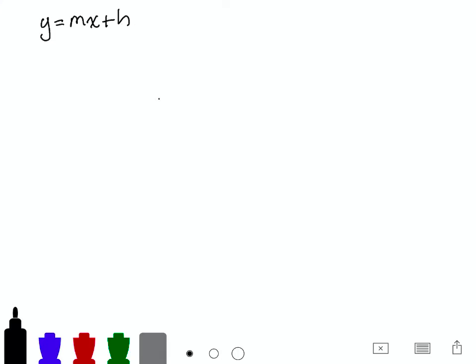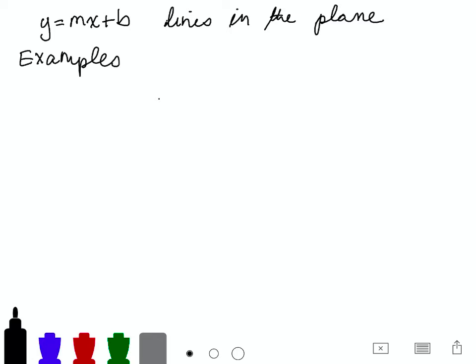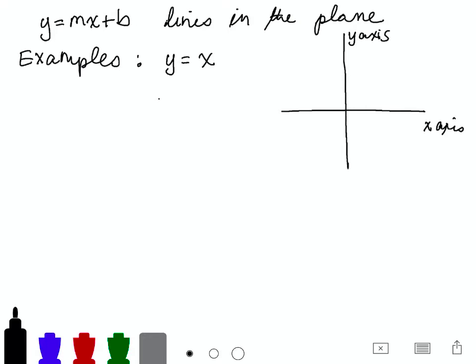Equations of the form y equals mx plus b are represented on the plane by lines. Let's see a few examples, such as y equals x. The points on the plane which satisfy this equality make up a line. Let's see some of those points.